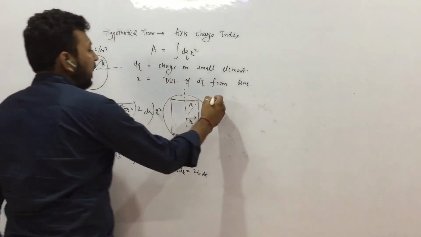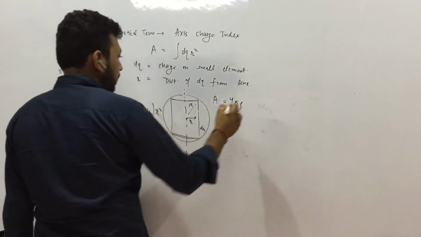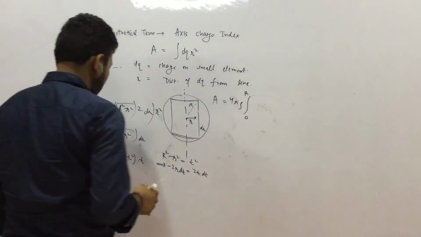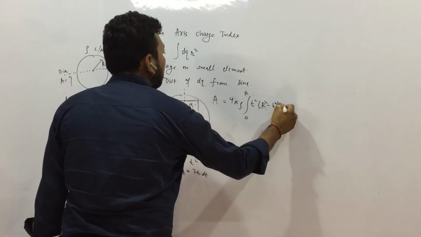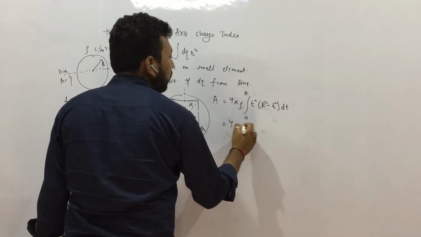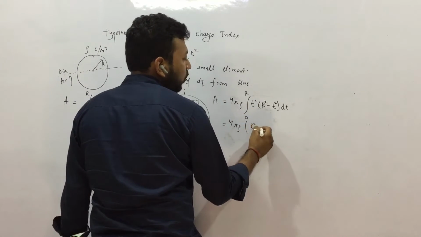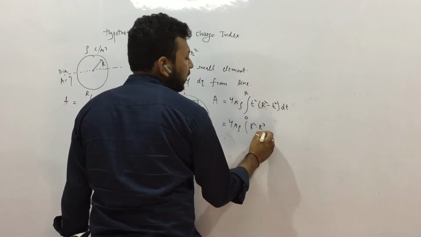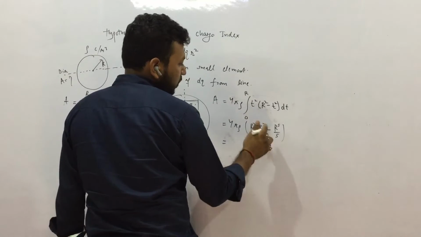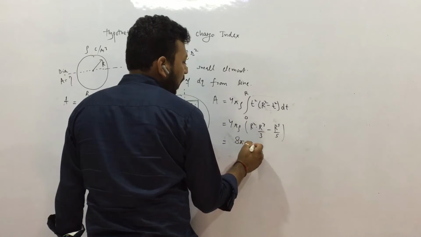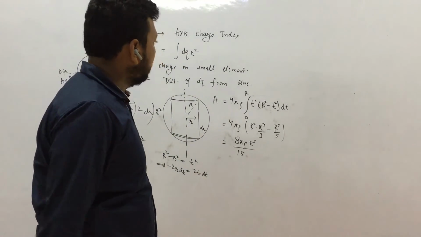So we have A is equal to 4 pi rho, integration from 0 to R of t square into R square minus t square dt. So this is 4 pi rho into R square t cube by 3, that means R cube by 3 minus R to the power 5 by 5. So this is how much? 8 pi rho R to the power 5 by 15. So this is what we are getting.